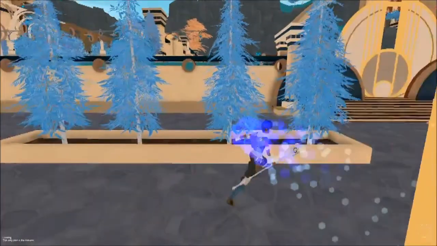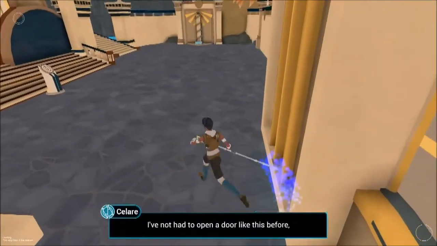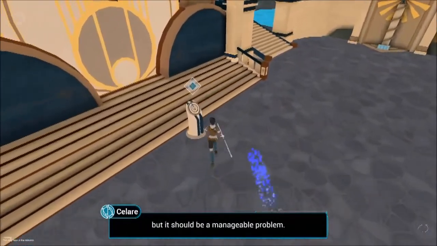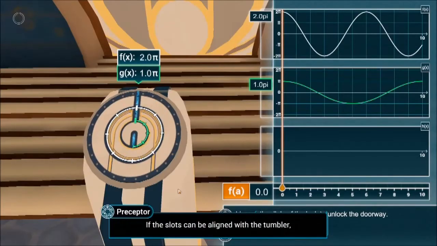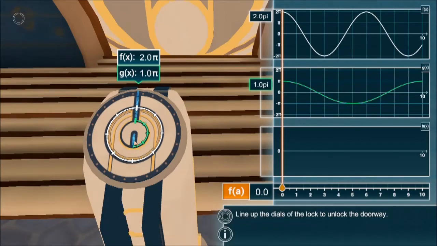And that's, yeah, more mathematical stuff. If the slots can be aligned with the tumbler, the door will unlock, permitting access. So we have to rotate this so that it lines up there, but also keep this lined up there. So we have to find another point where this is at 2 pi. The reason being, at 2 pi it's in the right point, therefore it must be one of the points where it's 2 pi, so it must be here. Or not.